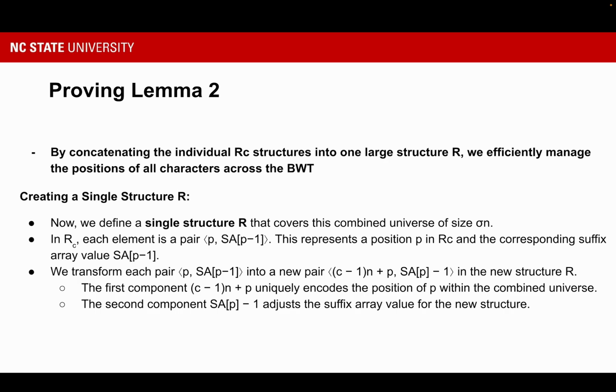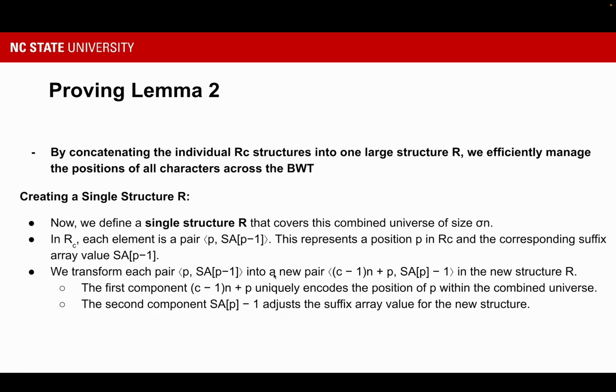So we have to efficiently manage the positions of all characters across the BWT. So we define a single structure R that covers this combined universe of size sigma times n. In R, each element is indexed as P, which is the position in the Burrows-Wheeler transform, and SA of P minus 1, which is the position in the text, as we had mentioned before. So we transform each pair such that we get a new pair, which gives us the corresponding position in the Burrows-Wheeler transform as well as the position in the larger text in this format.